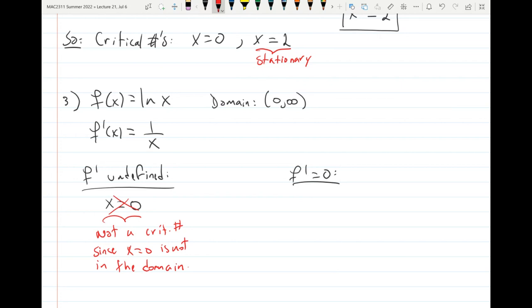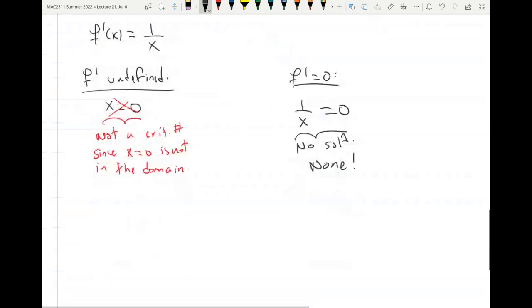Okay, and that's it. There's no other value that makes it undefined, so let's move on to the other one. F prime equal to 0. We need to figure out this equation, 1 over x equals 0. What happens here? There's no solution, right? So no solution, so we don't get anything from here. In other words, this function has no critical numbers. So this example is to show you that there could be functions that have no critical numbers. Okay? Doesn't mean that every function has critical numbers.